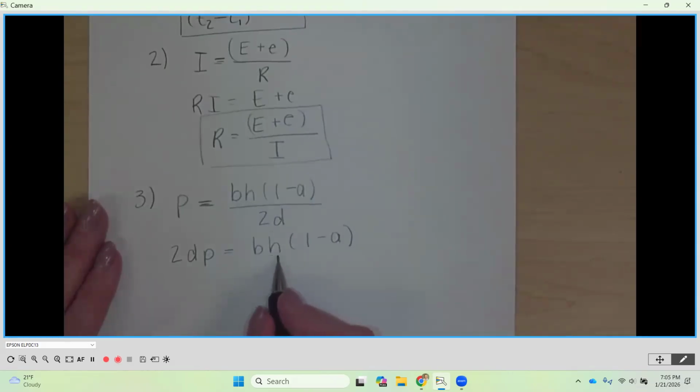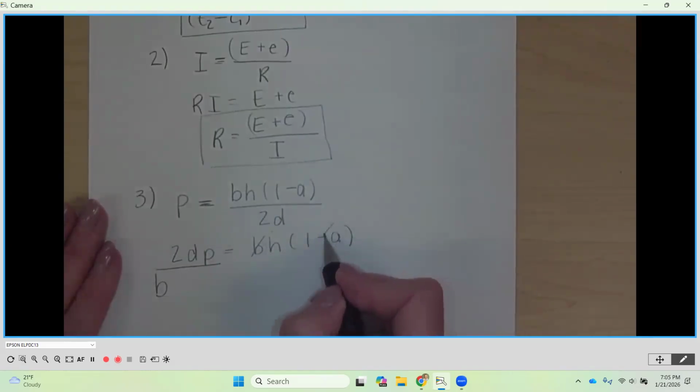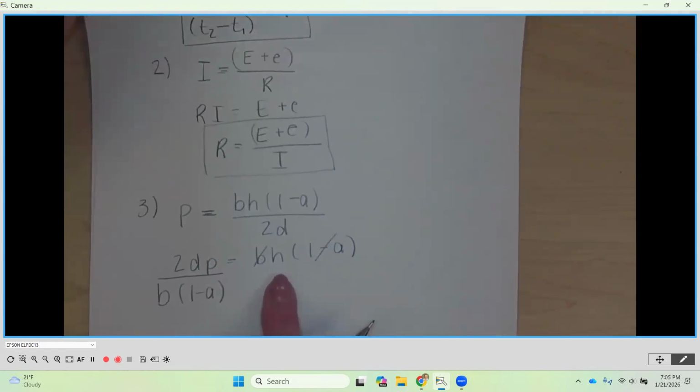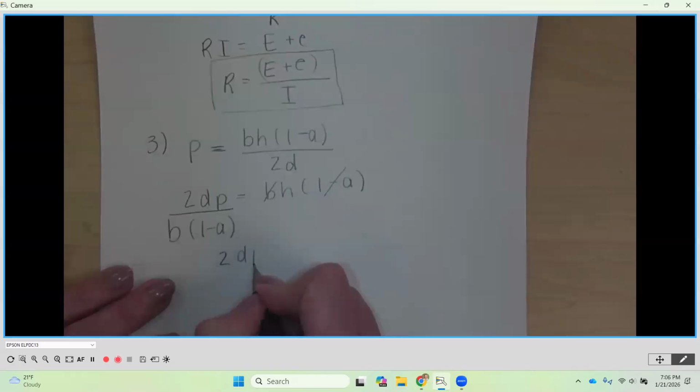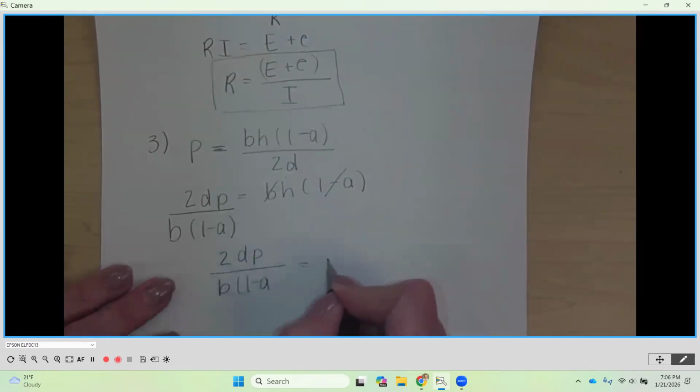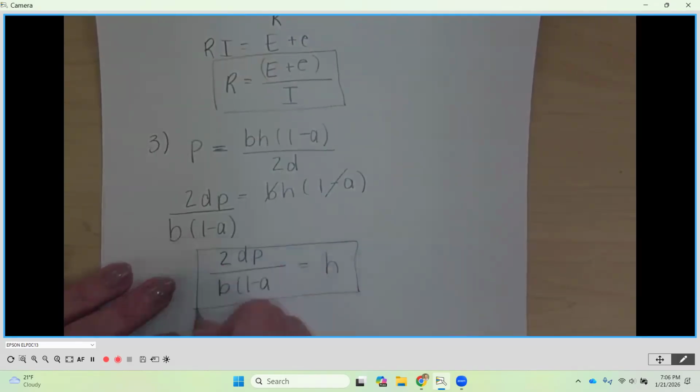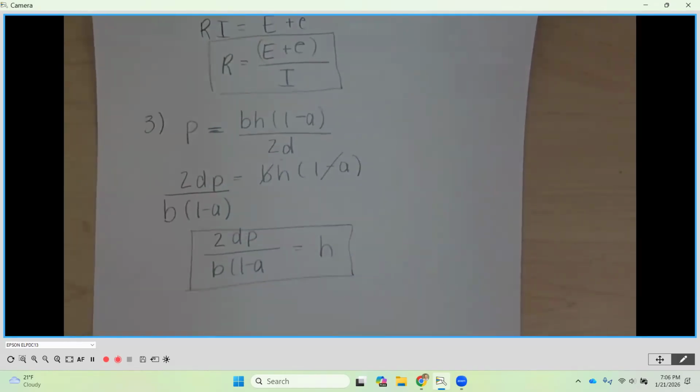Then keeping H over here, I'm going to take my B and divide it on both sides. So I'm going to go underneath here and put a slash here. So this is going to be B. And then I'm going to do the same thing for 1 minus A. Now, this isn't in its final format. It's kind of the work that we did. So we want to do one more time: 2 times dP divided by B, 1 minus A is equal to H. And then that would be our final answer.